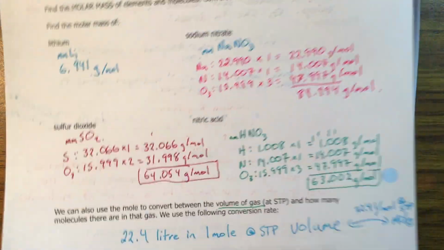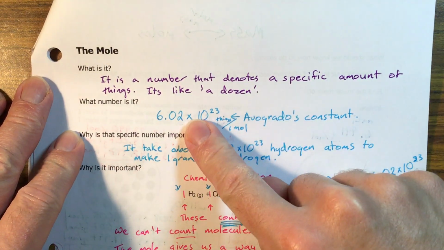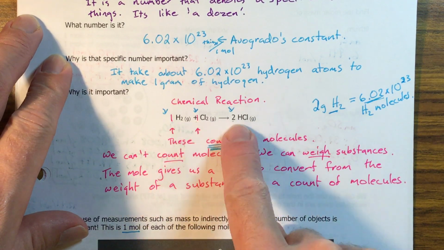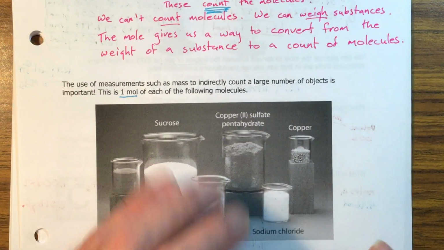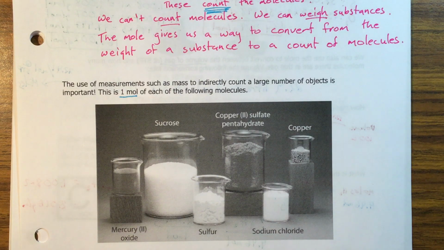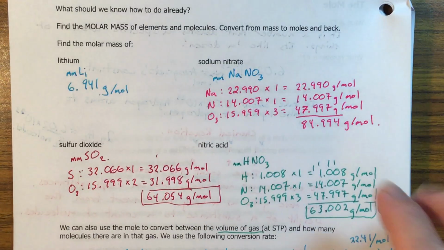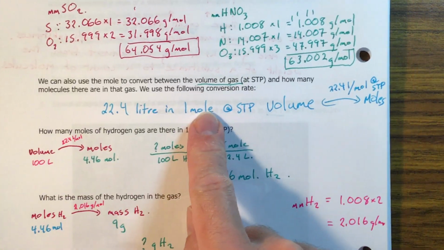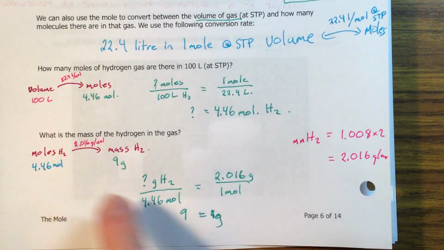All right, so you should know what a mole is. This Avogadro's constant. You should know that in chemical reactions, we often refer to these as moles. 1 mole of H2, 1 mole of Cl2 gives us 2 moles of HCl. 1 mole is a way so we can weigh things and get a count of the molecules in them. You can figure out molar masses to convert from mass to moles and back. And you can use 22.4 liters per mole to convert from volume to moles and back. Right? And you should be able to do this work here.